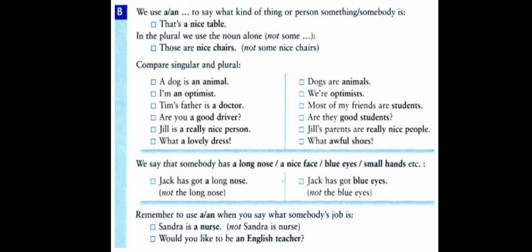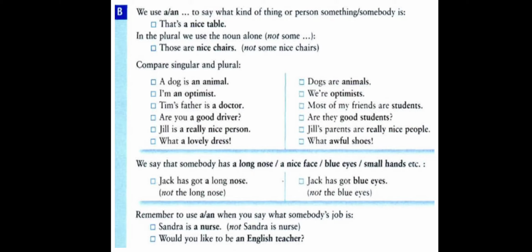In the plural, we use the noun alone. So we don't use articles. Those are nice chairs. Chairs are plural, so we give the adjective for chairs without any article. So we say, those are nice chairs. We don't use an article.